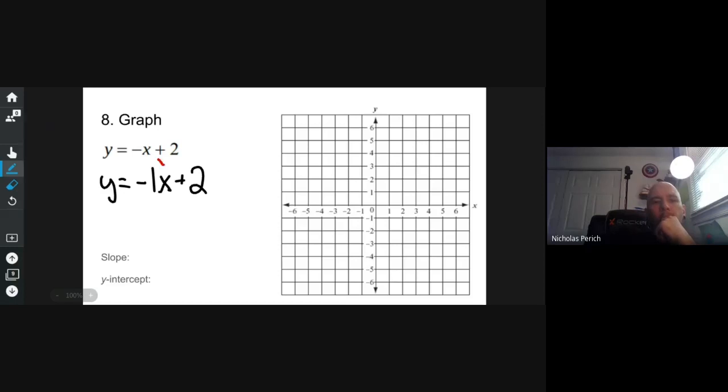Is y all by itself now? Yeah. What's the number in front of x? Negative 1. But you know what? I want to view slope as rise over run, so I'm not going to call my slope negative 1. I'm going to call it negative 1 over 1. Remember, if you only have a regular number, not a fraction, you can turn it into a fraction by putting it over 1.